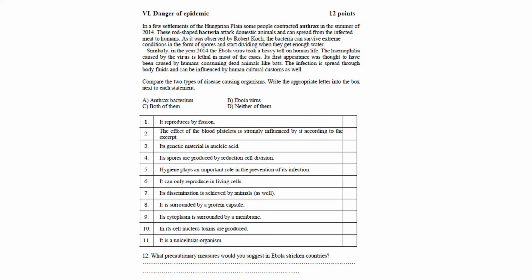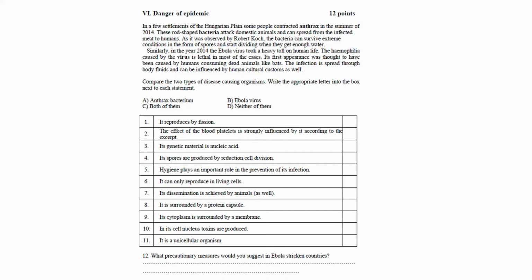Similarly, in the year 2014, the Ebola virus took a heavy toll on human life. The hemophilia caused by the virus is lethal in most of the cases. Its first appearance was thought to have been caused by humans consuming dead animals like bats. The infection is spread through body fluids and can be influenced by human cultural customs as well. Compare the two types of disease-causing organisms.